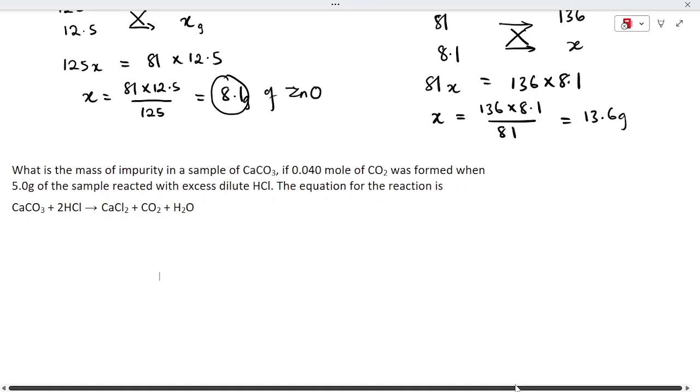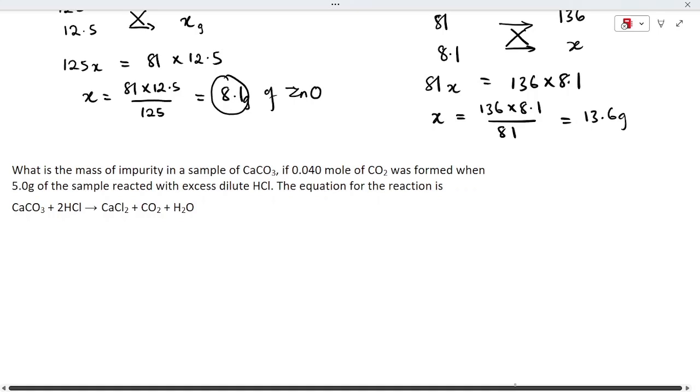Or, depending on how the question comes, you get the mass of what was added, and then whatever is left has to be the mass of calcium carbonate. So that is basically the idea behind impurity. So if we read our question properly: what is the mass of impurity in a sample of calcium carbonate, if 0.040 moles of carbon dioxide was formed when 5 grams of the sample reacted with excess dilute acid?